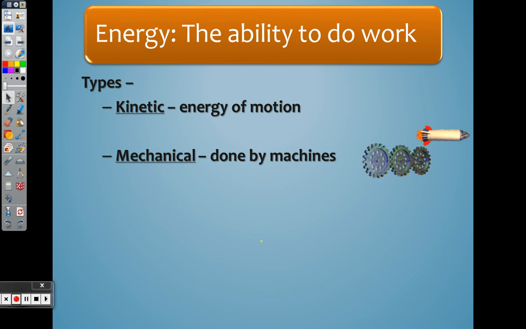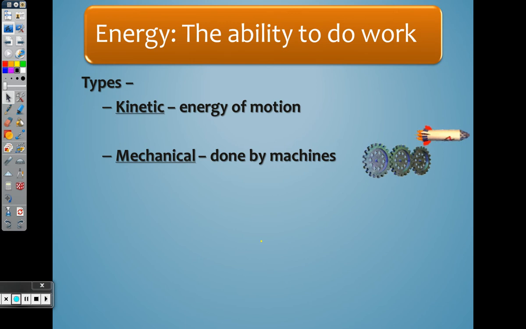Now, mechanical energy is a subgroup of kinetic, right? Because mechanical energy is energy of motion. It just happens to be done by a machine. So mechanical energy is also kinetic energy? It is a type of kinetic energy, yes.